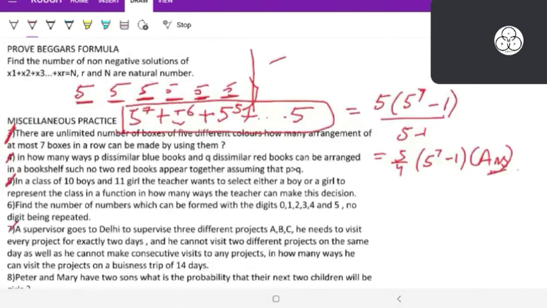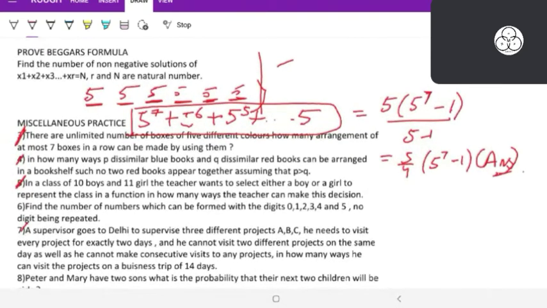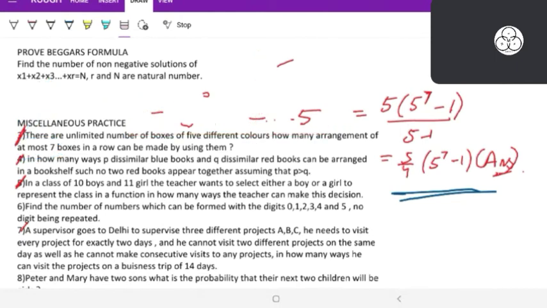At most 7. See, in an MCQ kind of examination, there will be options where the answer is 5 to the power 7, and there will be this kind of options also. So those who do not read this "at most 7" are definitely going to give a wrong answer. That's why question 3 was important.